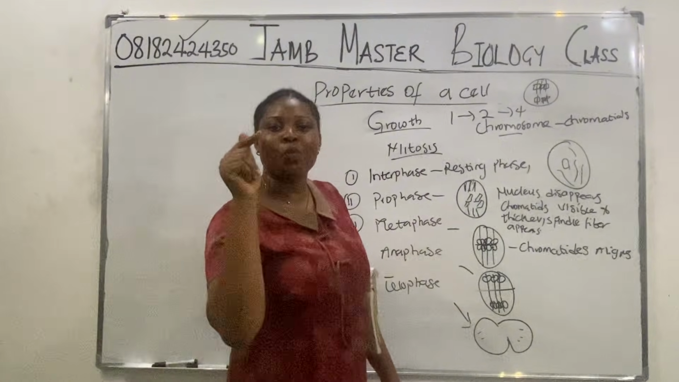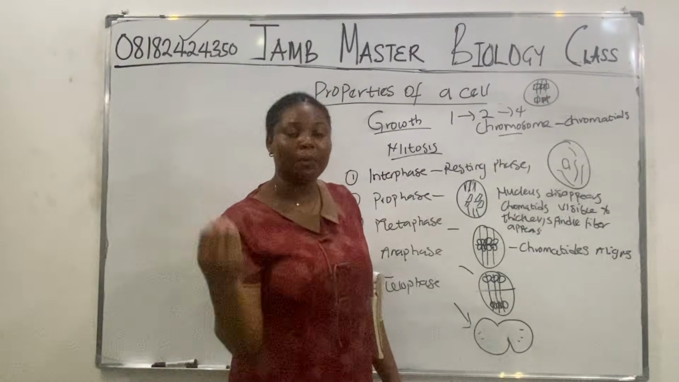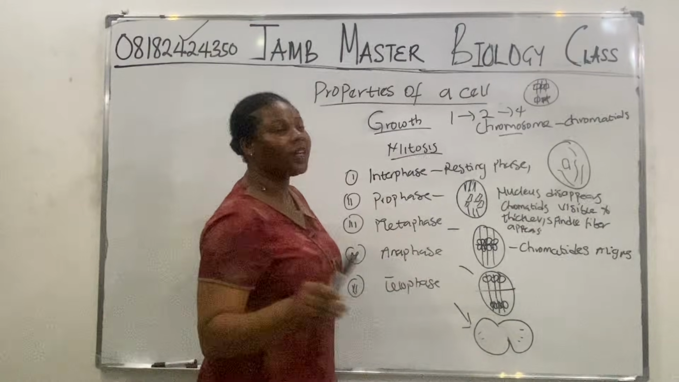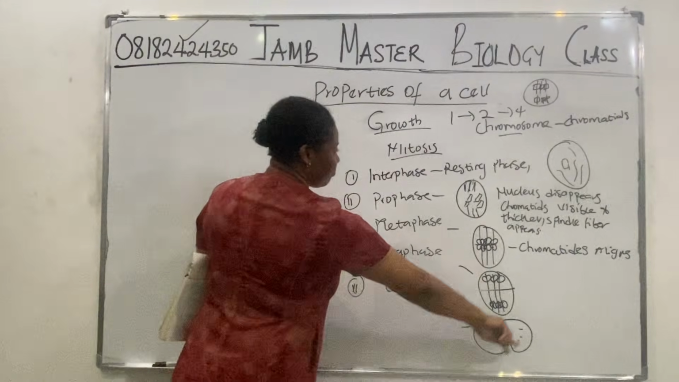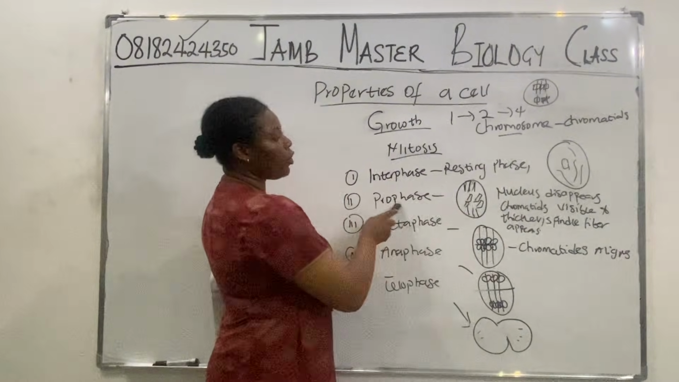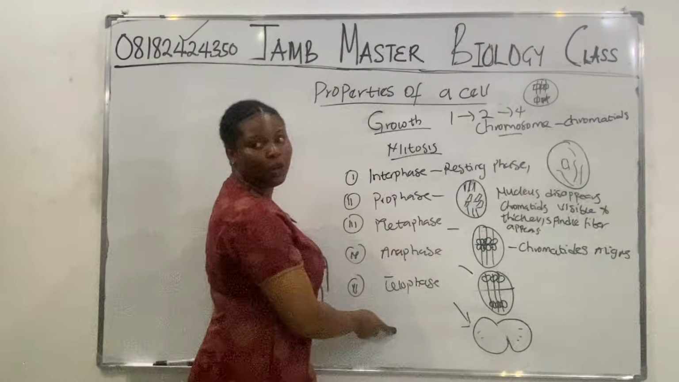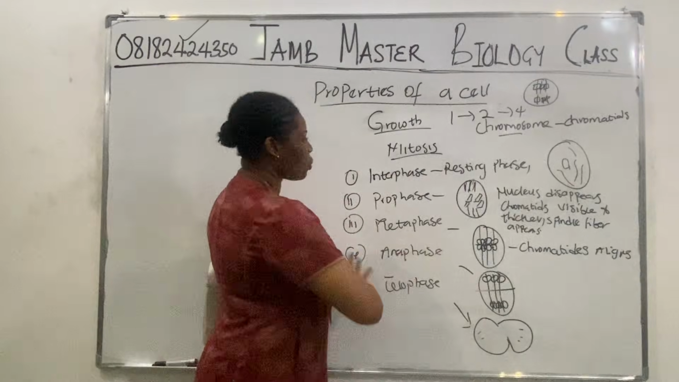This is why in the human body, or in any organism, growth is consistently taking place, because the cells in the body are going through these phases. In the resting phase, the nucleus disappears. Interphase, prophase, metaphase, anaphase, and what? Telophase. So that is all you have to know in mitosis.